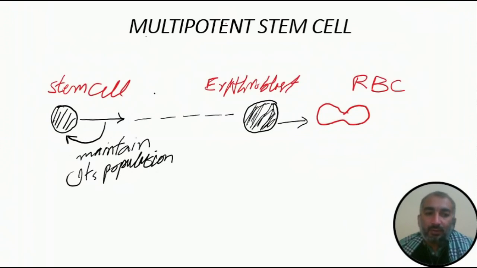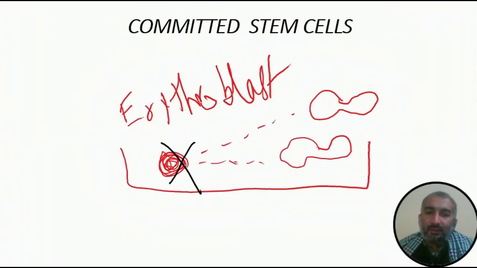Now our next definition is, what are multipotent stem cells? Multipotent stem cells have multiple potential: they give rise to multiple cell types, not all, not many of them, but multiple cells, we can say that. And the last and final is committed stem cells.